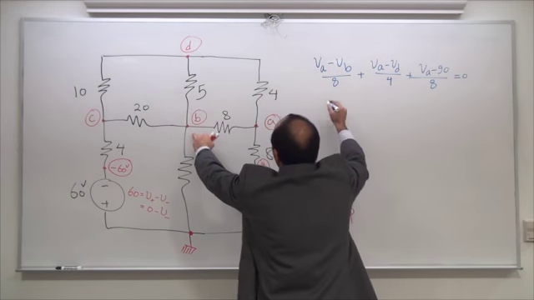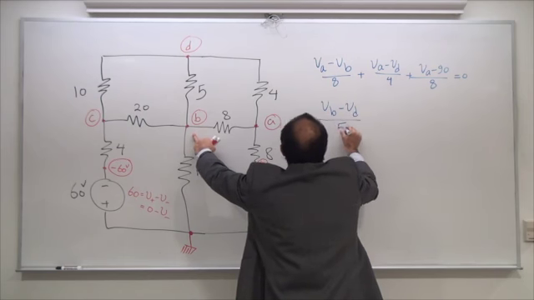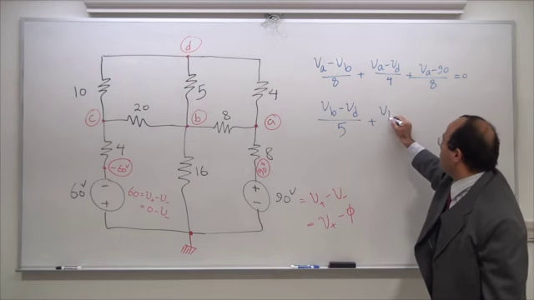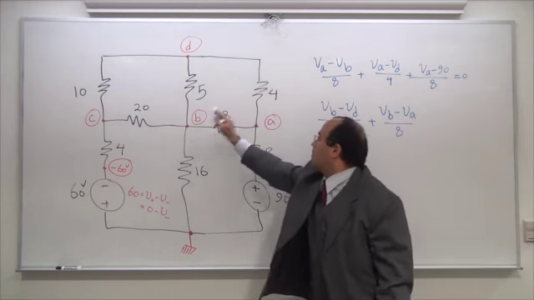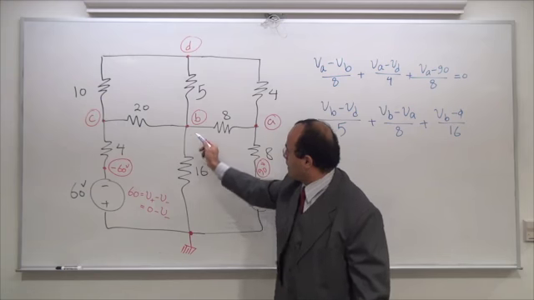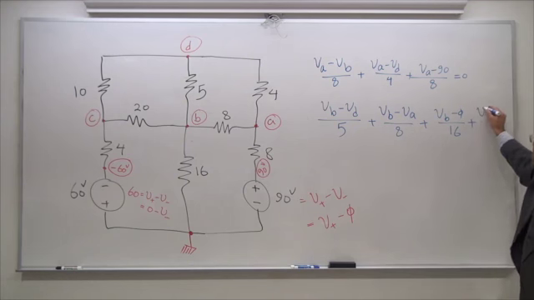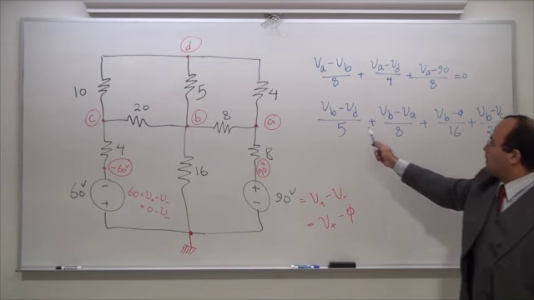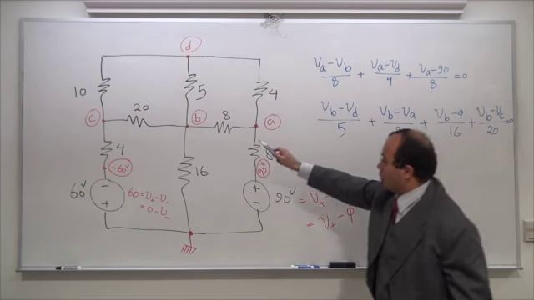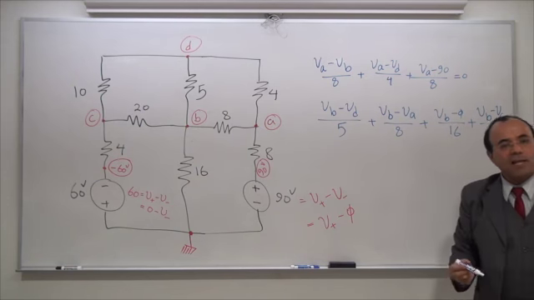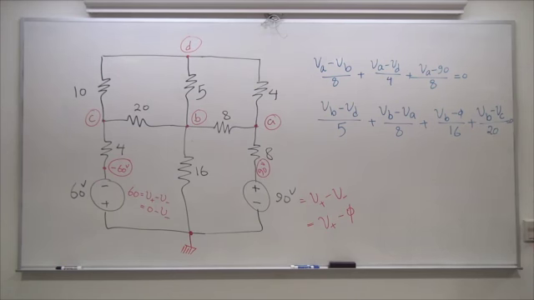Let's go for node B. Now B is the biggest one in my mind. VB minus VD divided by 5, VB minus VA divided by 8, VB minus 0 divided by 16, VB minus VC divided by 20, equal to 0. Remember, first of all, you have 4 components, so you have 4 terms. The nature of this fraction is amp, amp, amp, and amp. The nature of the terms has to be the same, otherwise you won't be able to add apples and oranges. They have to be the same nature. Okay? So that's node B.